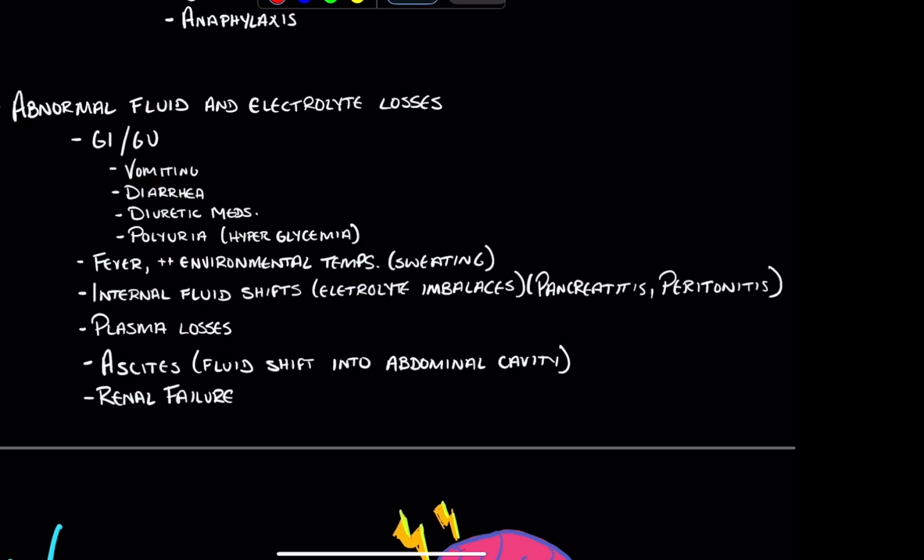Plasma losses, again, can happen through burns externally. People that deal with severe edema to the extremities can actually have plasma leak through their tissues. There's a few different reasons for that. Ascites is a fluid shift into the abdominal cavity. You'll usually find these patients if they have some kind of acute renal or hepatic failure.